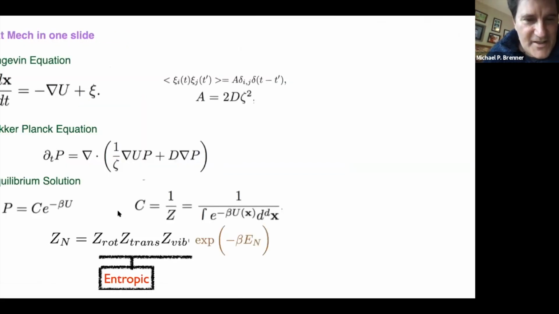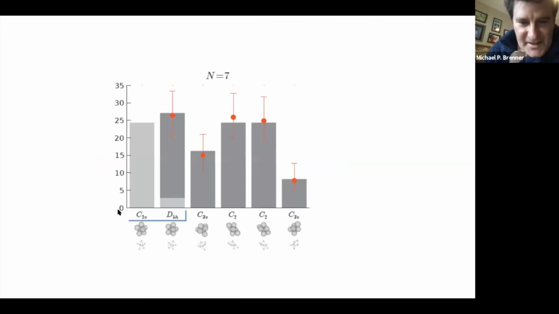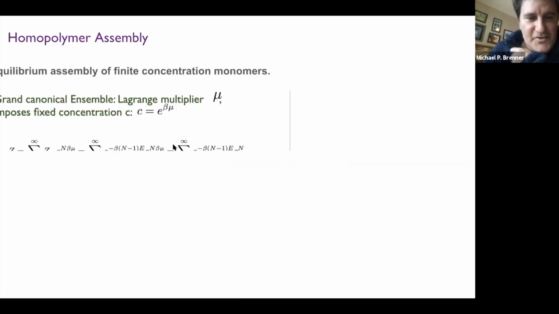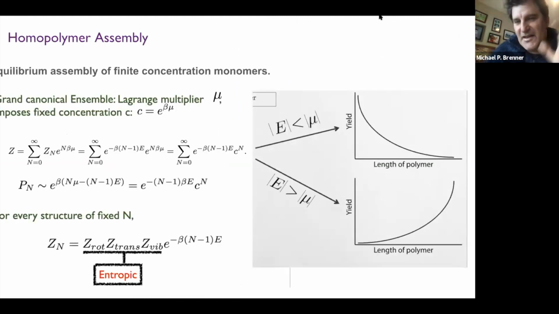And we spent some period of time computing these things. This is for 7 particles. Again, all of these structures have the same number of bonds, but there's some variation in their yields that comes from entropic considerations. And these are nice problems. So that's homogeneous assembly of colloidal clusters where everyone is the same.